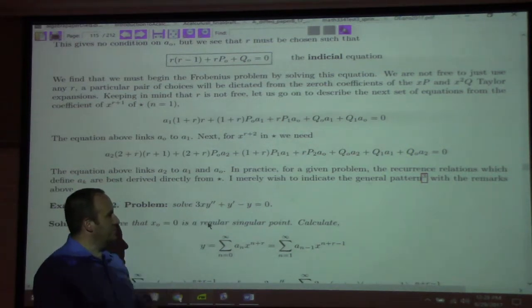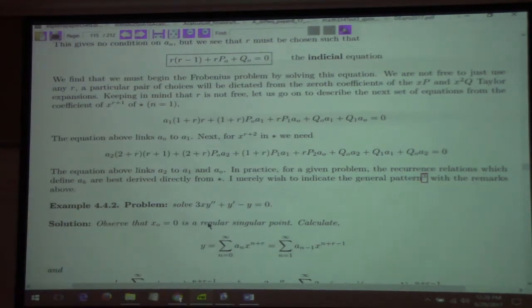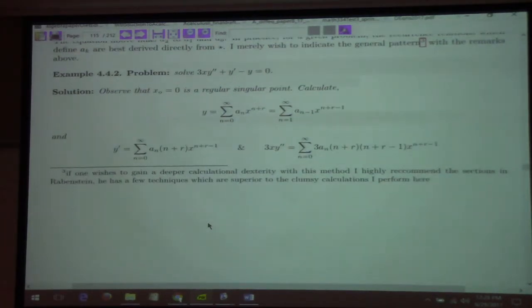3x y'' + y' - y = 0. X = 0 is a regular singular point. This is not a Cauchy-Euler problem. This is kind of like the one I had a typo in earlier, right? Sort of like a Cauchy-Euler problem, but not quite. So here's my Frobenius solution.